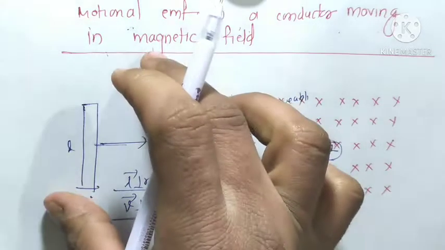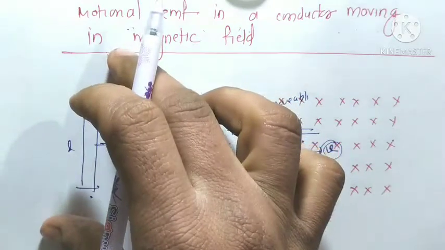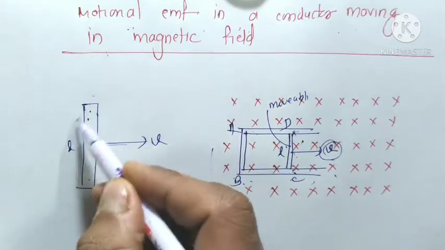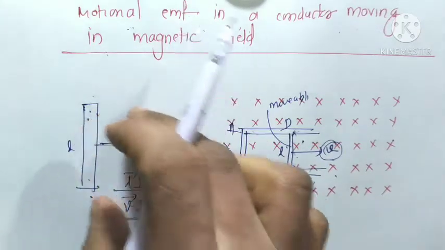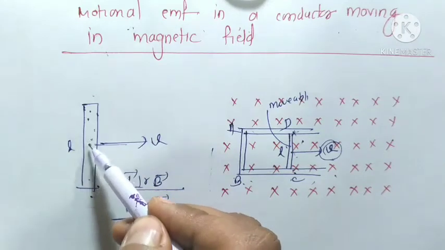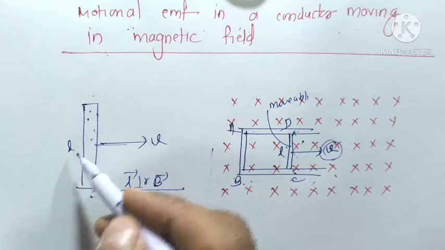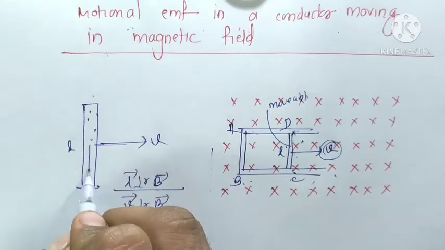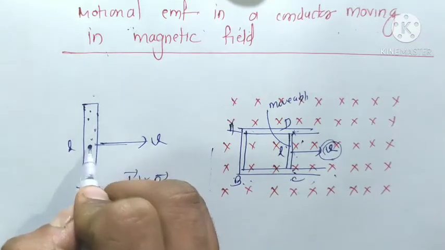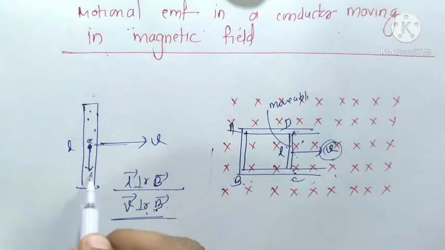This rod has lots of free electrons, and these free electrons can easily move from one place to another within this conductor. When the rod moves with velocity V, a magnetic force is applied to the free electrons, directed downward. Take any electron e here, with the magnetic force working on it along the downward direction.